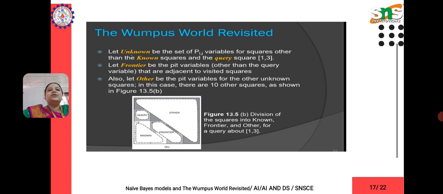Now you will be dealing with the terms known, unknown, query, frontier and other. Unknown is something which is not known to you and you have to find its value. Known values are the known values. The frontier is dealt with the pit variables which you know about, so that is called a frontier variable. The other values are those excluded from the known, unknown and query values, and that is called other.